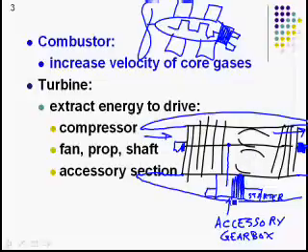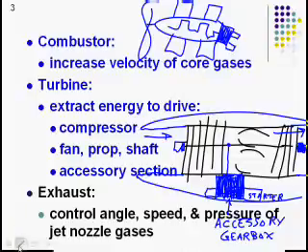So this right here is the accessory section, and it's going to take horsepower, not very much, but it's going to take a little horsepower off of the engine to drive the accessory gearbox and accessory section. And those two terms are synonymous. You can use them interchangeably in this class and in the aviation industry. Accessory section and accessory gearbox are the same thing.